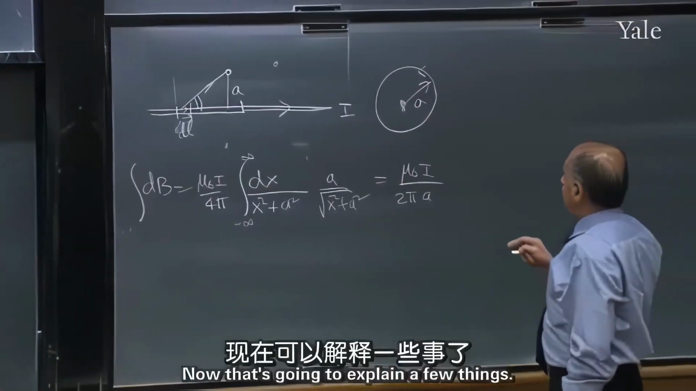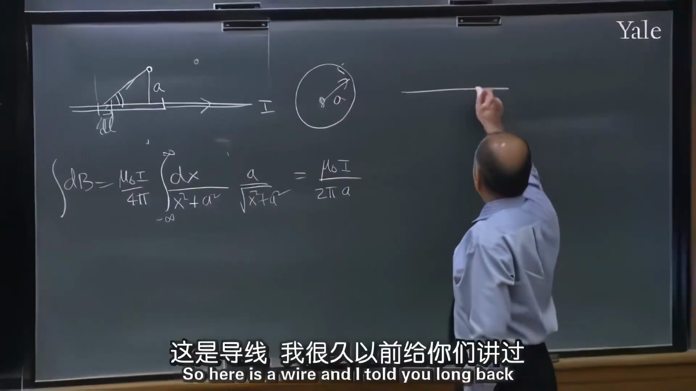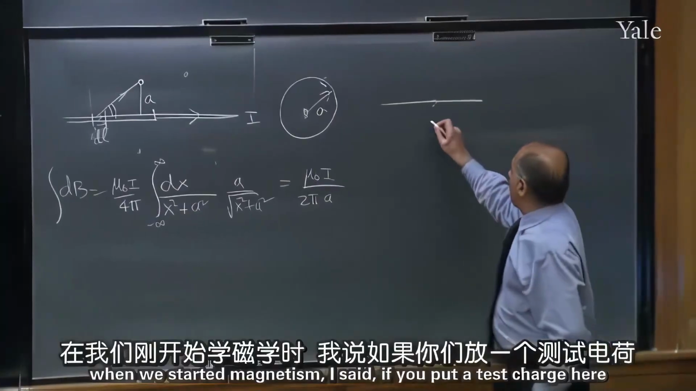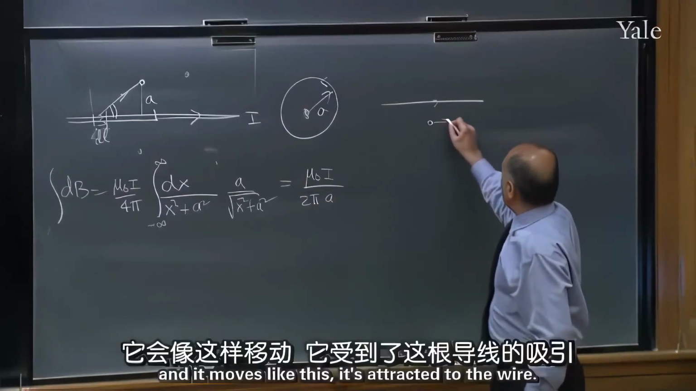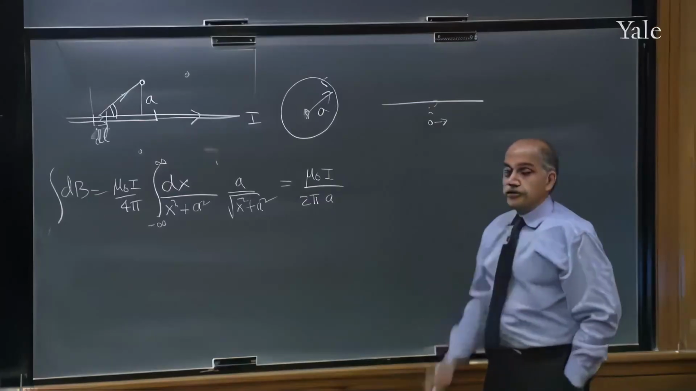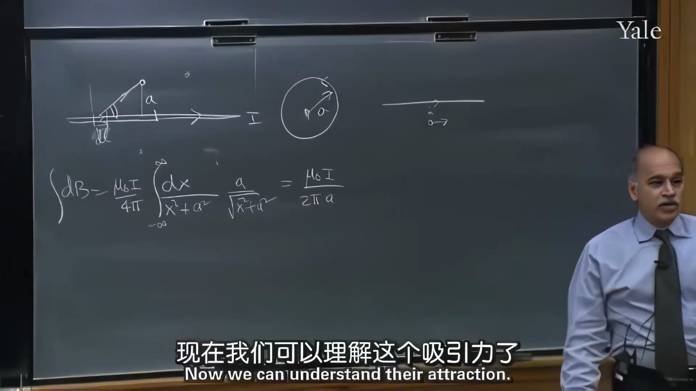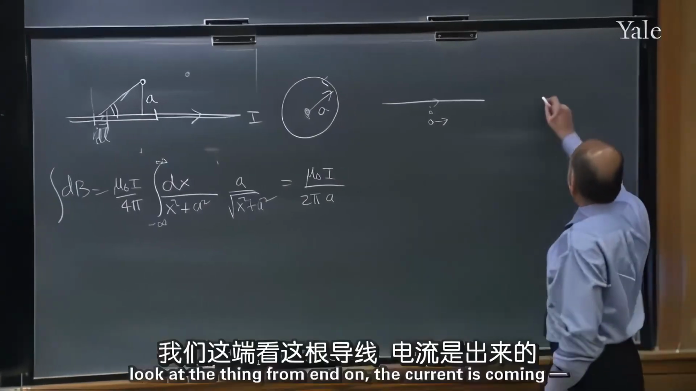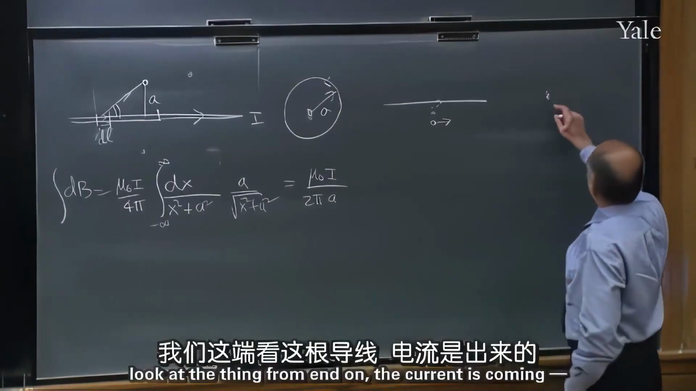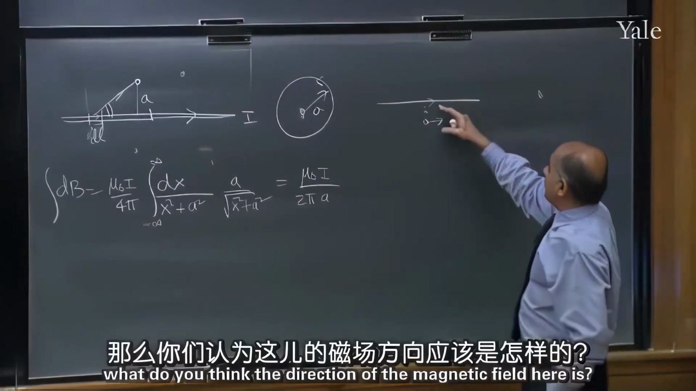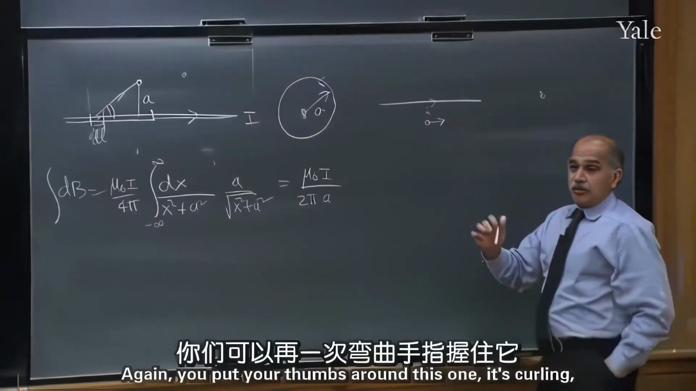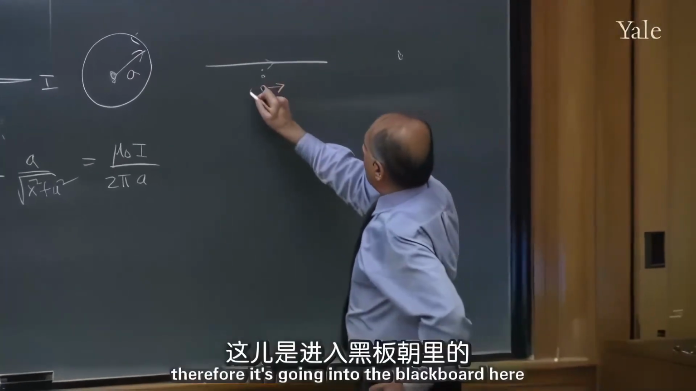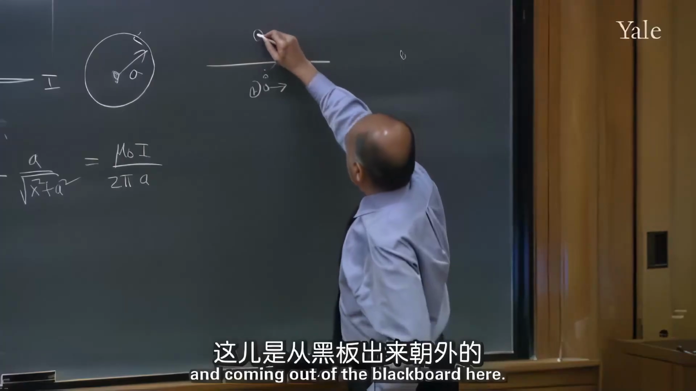Now that's going to explain a few things. So here is a wire, and I told you long back when we started magnetism, I said if you put a test charge here and it moves like this, it's attracted to the wire. Now we can understand that attraction. We understand the attraction as follows. Look at the thing from end on. The current is coming. What do you think the direction of the magnetic field here is? Again, you put your thumb along the current and curl your fingers. It's curling, therefore it's going into the blackboard here and coming out of the blackboard here.